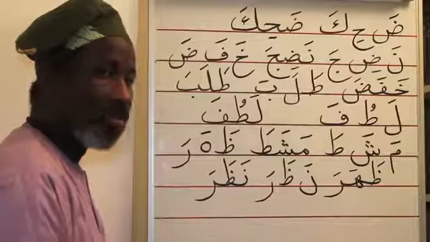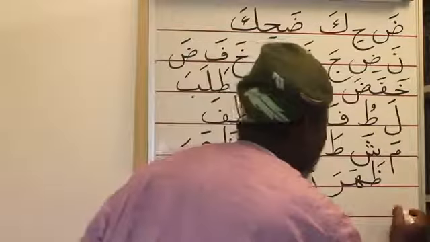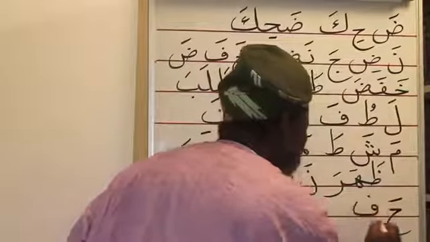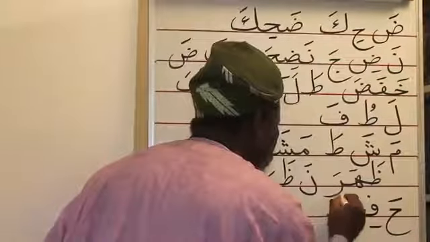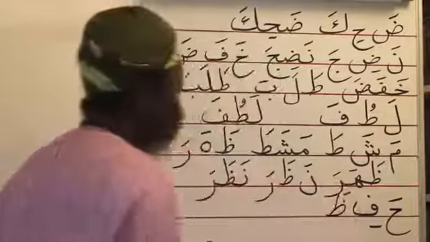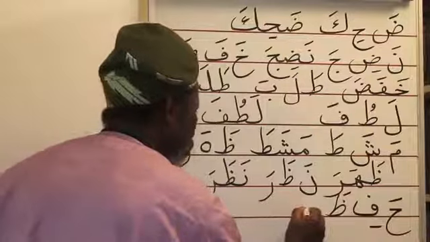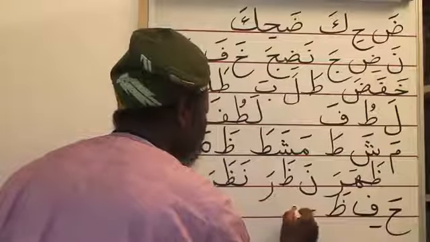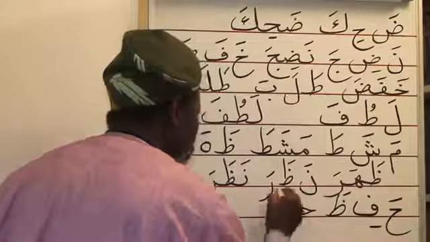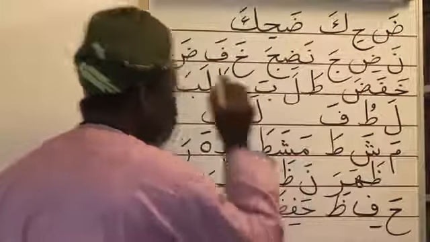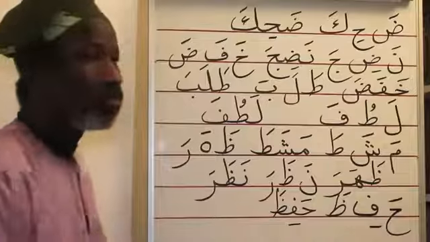The next one, hafidha, to make dha at the end. Ha, fi, dha. Hafidha. Let's write it in the join format. Ha, fi, dha. Hafidha.